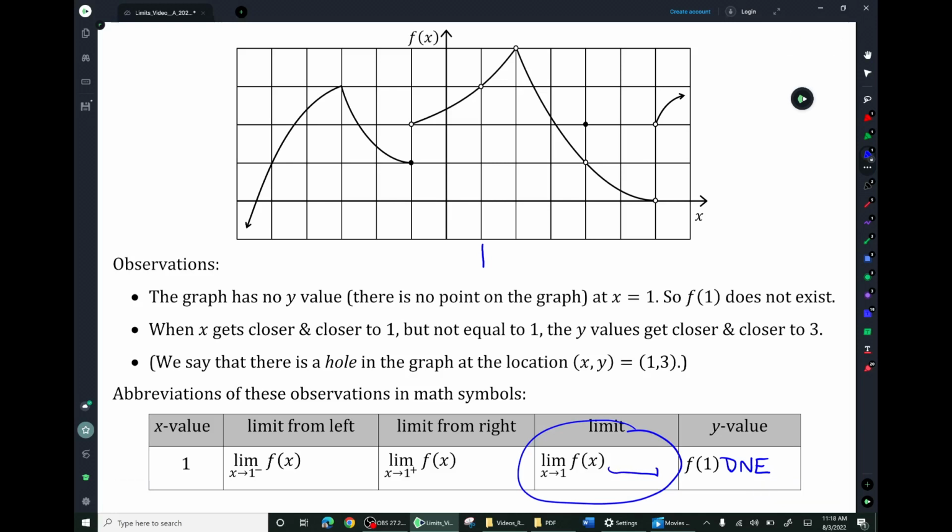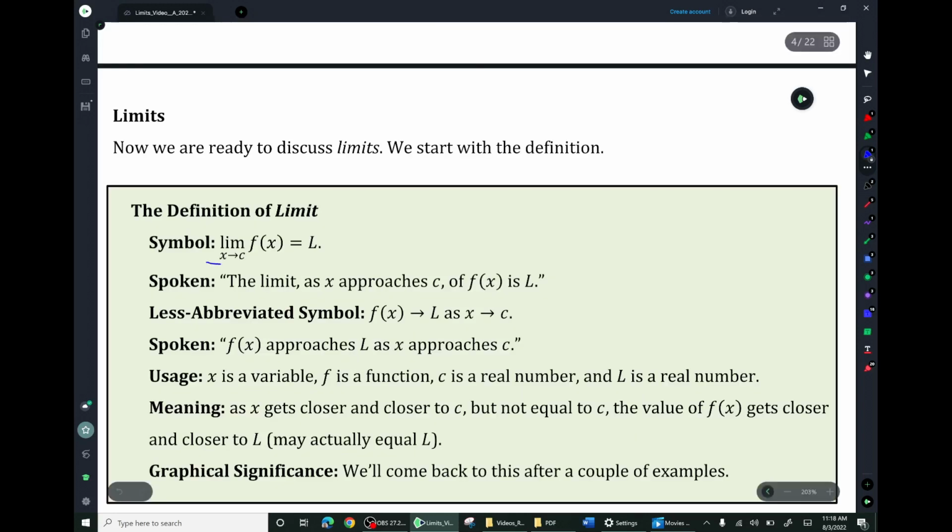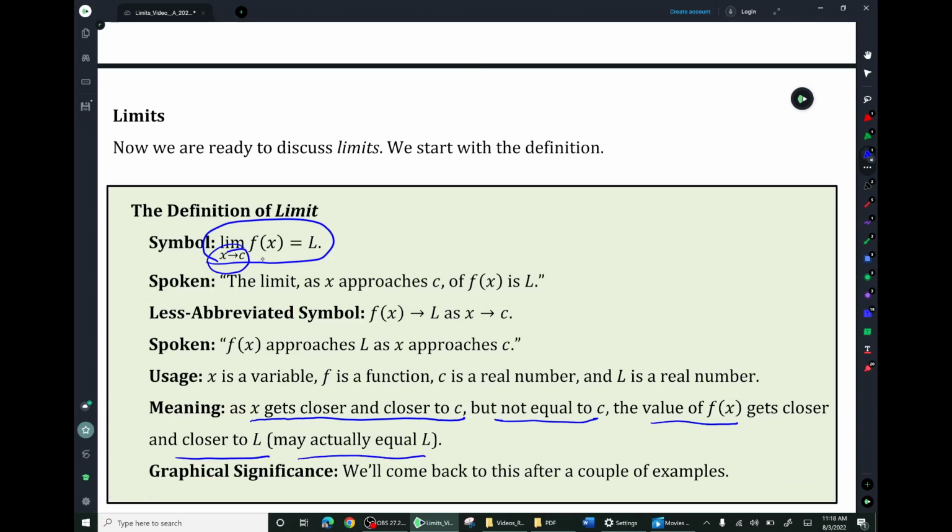Now remember what this symbol means. This symbol is the limit symbol. Let's go back up and look at the definition. There's the symbol, and what it means is this. As x gets closer and closer to c, but not equal to c, so that's denoted by that part of the symbol, the values of f of x get closer and closer to L, and may actually equal L. So there we see the f of x.